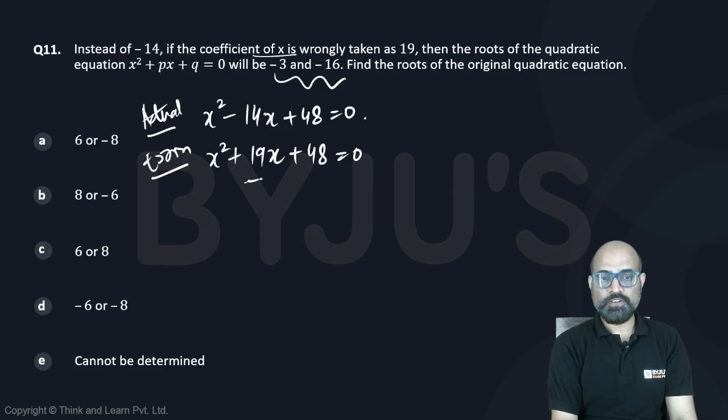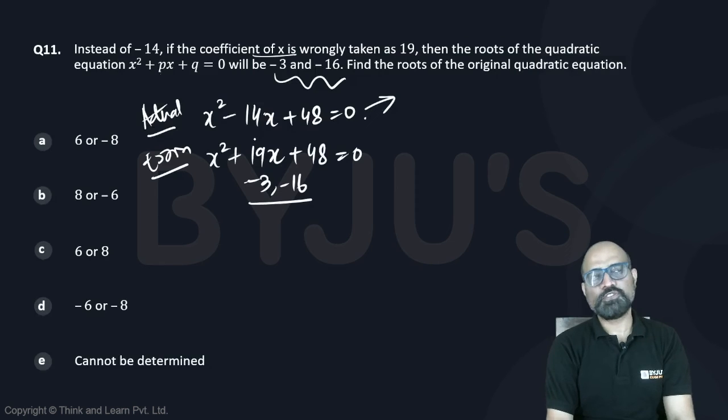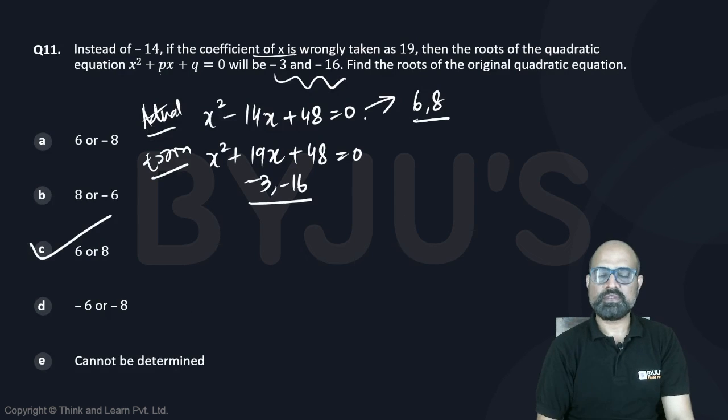So this is going to give us minus 3 and minus 16. What roots will this give us? Sum of roots is 14 and product is 48. It can only happen with 6 and 8. So 6 and 8, C is our answer.